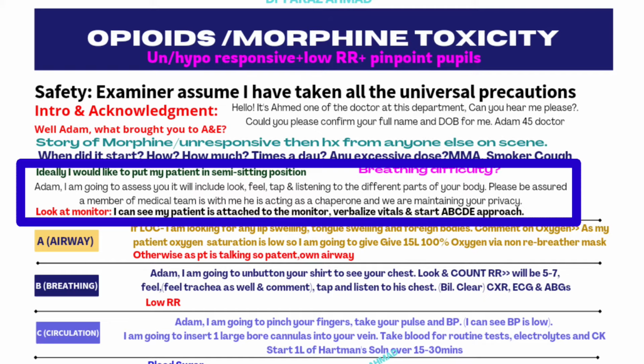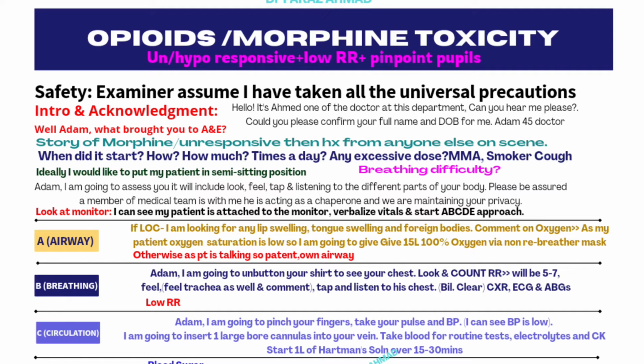so that we can maintain your privacy. Then you will look at the monitor and say, examiner, I can see my patient is attached to a monitor, and you will verbalize the vitals as well. After verbalizing the vitals, you will start the A to E approach. Please keep in mind, blood pressure and pulse rate could also be low in opioid toxicity. So here is the important point.